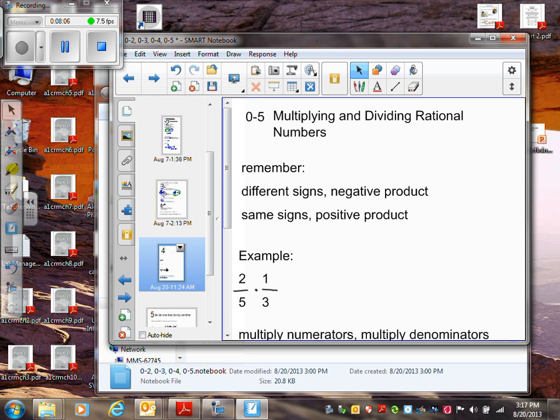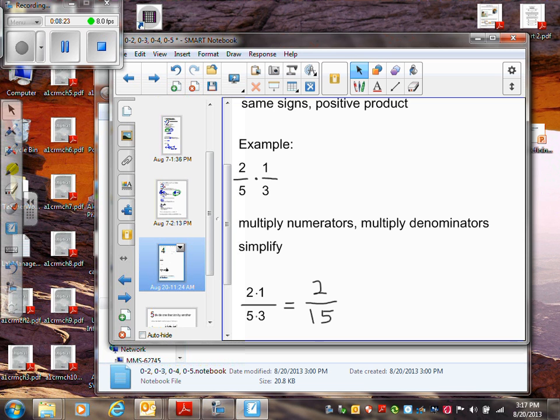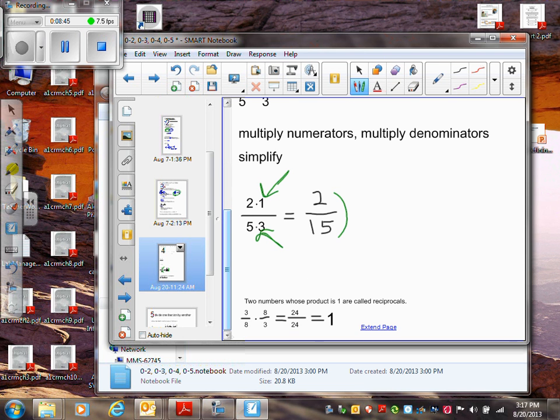On 0-5, we're multiplying fractions now. Just remember, if it's different signs, it'll be a negative product. Same signs, positive product. It's the same as if they were whole numbers. So for example, 2/5 times 1/3: multiply the numerators, multiply the denominators, and simplify. You take 2 times 1 and 5 times 3, and your answer becomes 2/15. It's pretty much that simple.